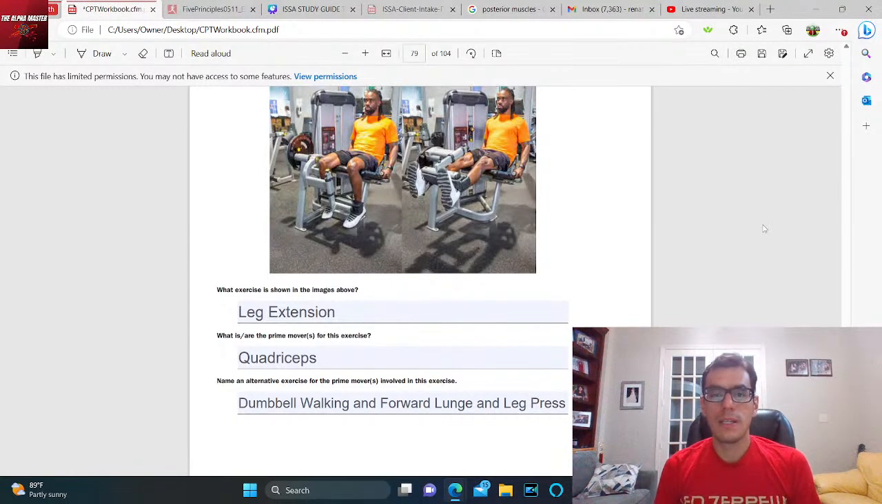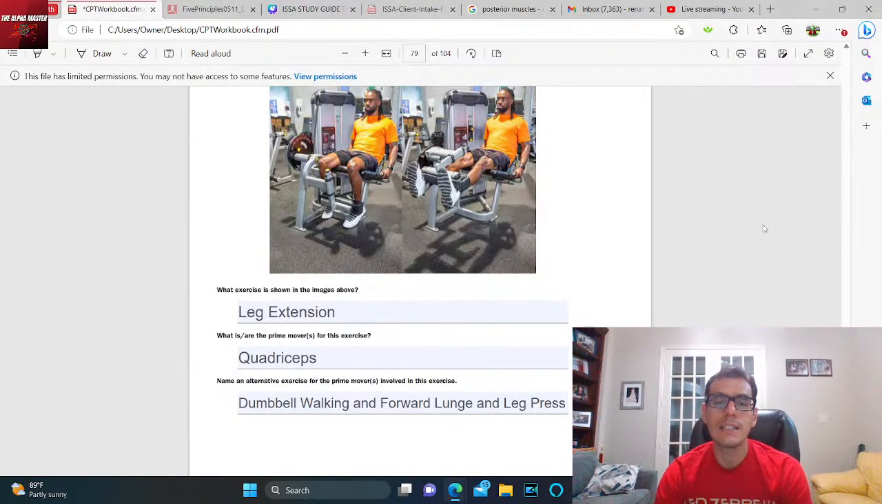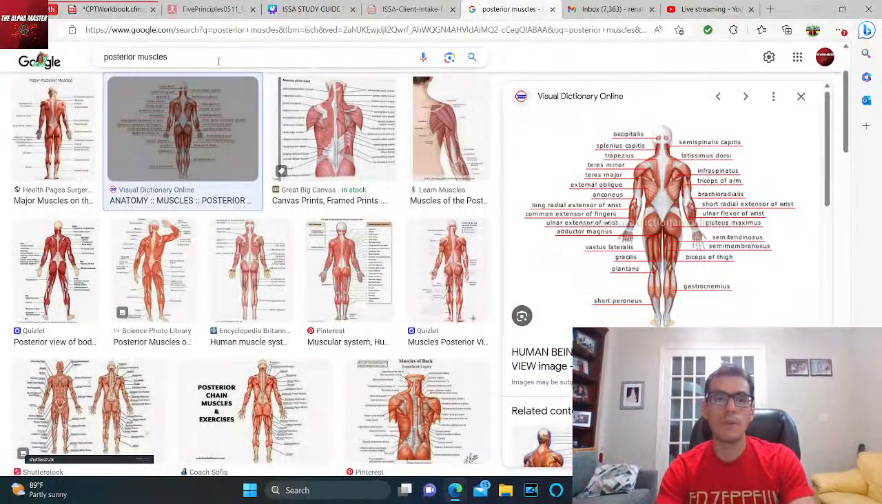Leg extension. The exercise shown in the images above is going to be the leg extension. The prime movers for this exercise is going to be the quadriceps. Alternative exercises for the prime movers involved in this exercise are going to be the dumbbell walking and forward lunge and the leg press.